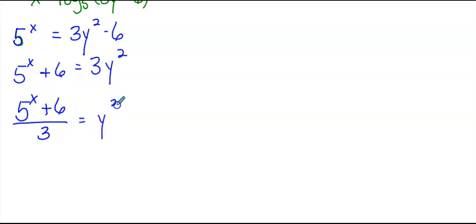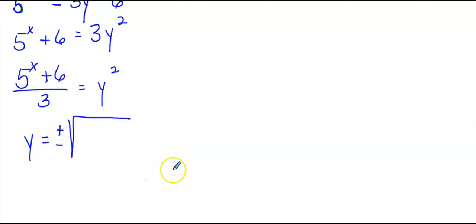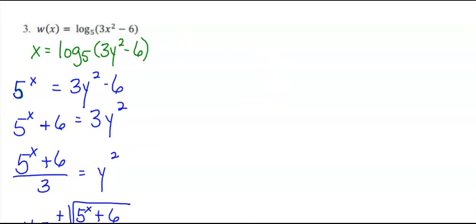But I still have a y squared. So what do I need to do to get rid of the squared? I need to take the square root of both sides. So y is going to equal, remember when you do a square root, you've got to do plus or minus. So got to put that there. It's going to equal plus or minus the square root of 5 to the x plus 6 over 3. So the positive square root of this and the negative square root of this is the inverse of this function right here.